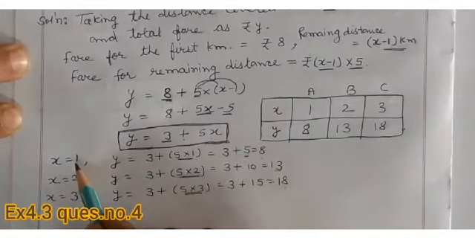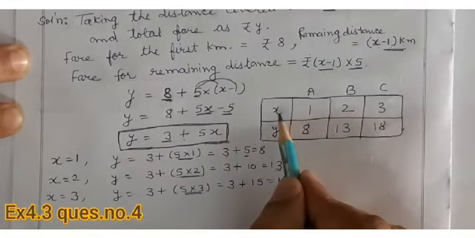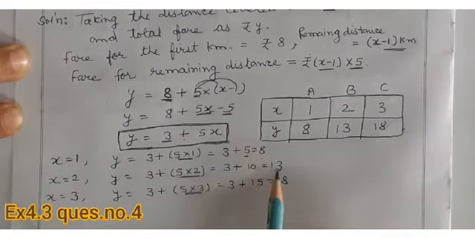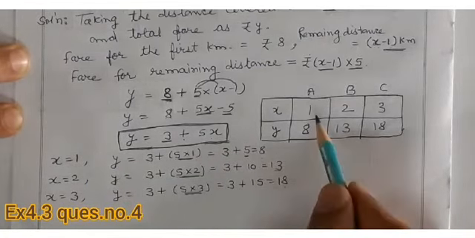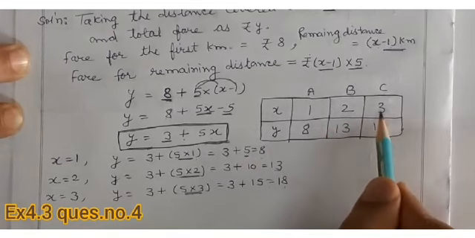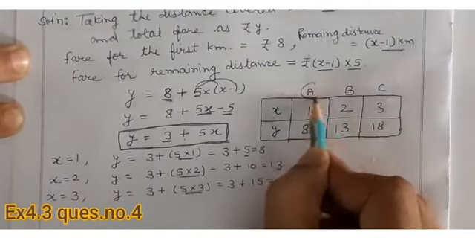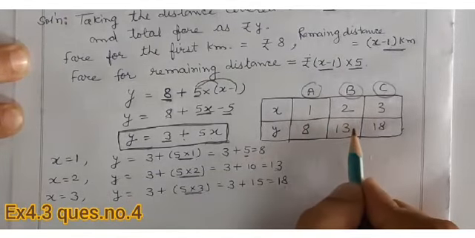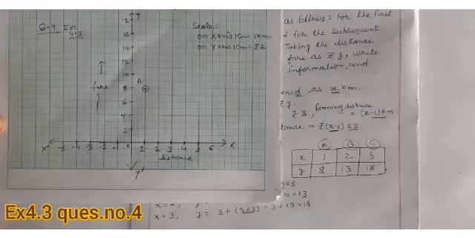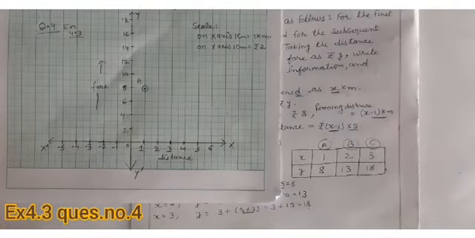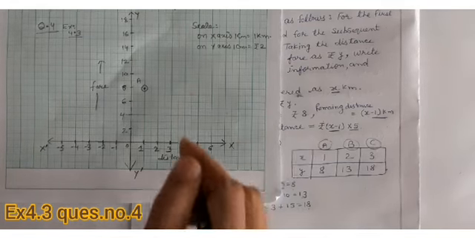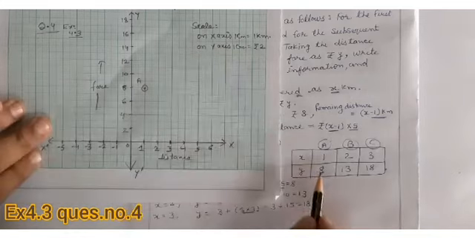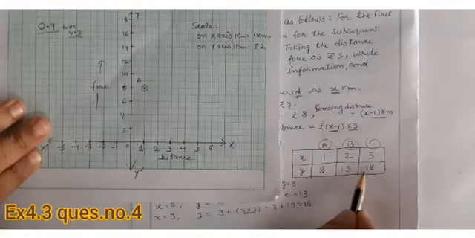So make one table like this, x and y. What will be the coordinates? 1, 8, 2, 13, 3, 18. See here. 1, 8, 2, 13 and 3, 18. Mark them A, B and C. Then these coordinates you have to mark on graph paper. Now come on, try to plot this. First of all, you have to take a proper scale, because your distance is 1, 2 and 3 and amount is coming 8, 13 and 18.